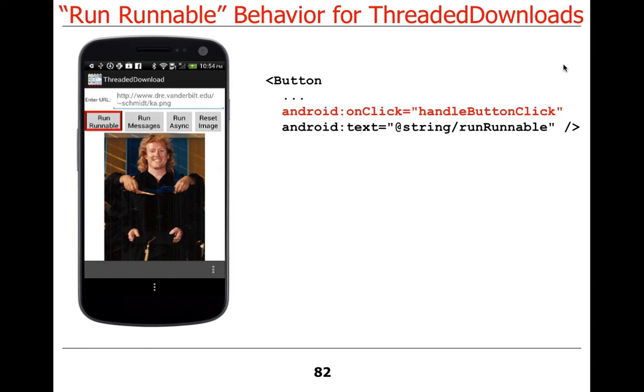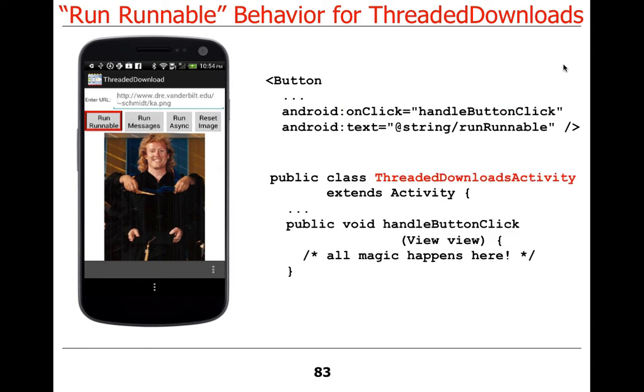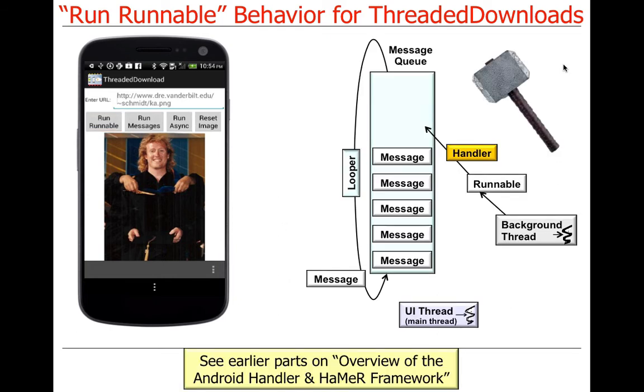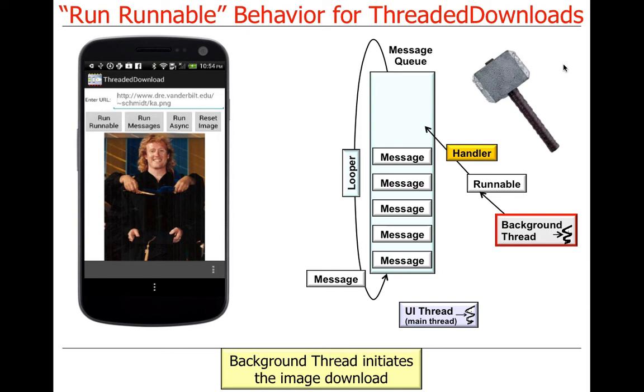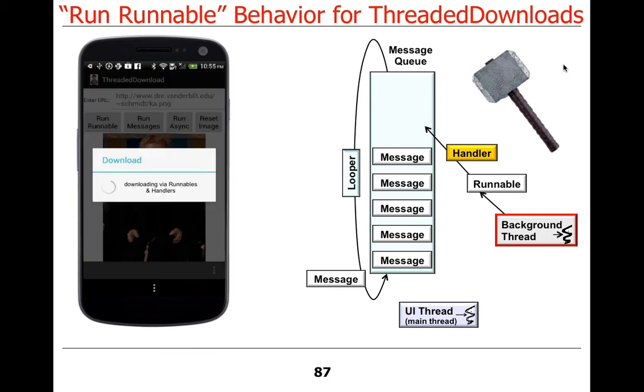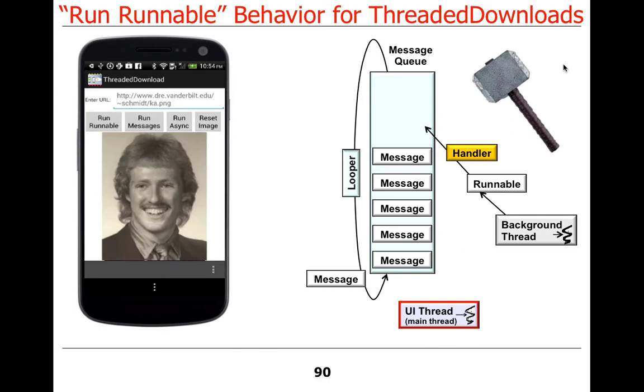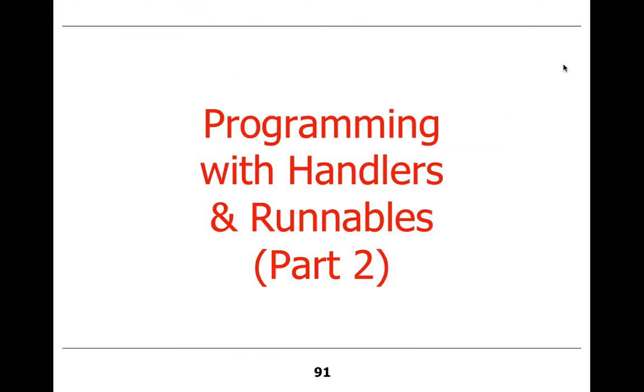And so we have the handle button click on click message, and that ends up calling into this method here. And that uses the Hamer framework, which starts things in the background thread. So the message is downloaded in the background. It prints basically a little toast saying, hey, I'm downloading things in the background. And when it's all done, it passes the result to the handler that runs in the user interface thread, which goes ahead and displays the message, or it displays the image that was downloaded.